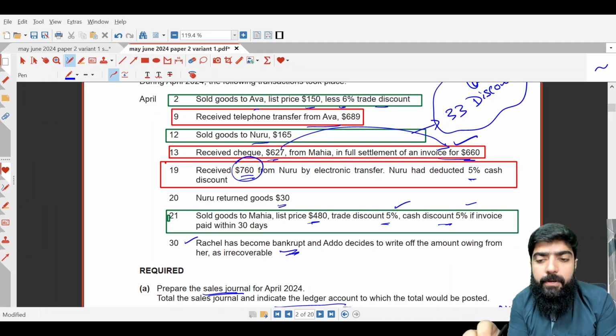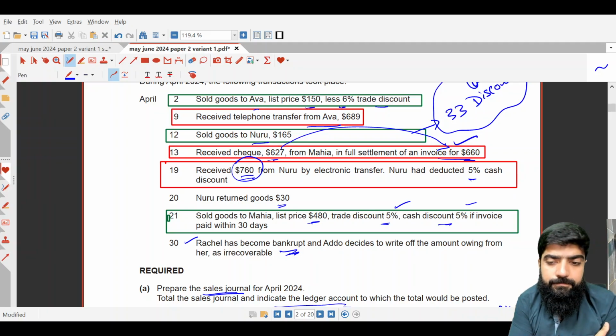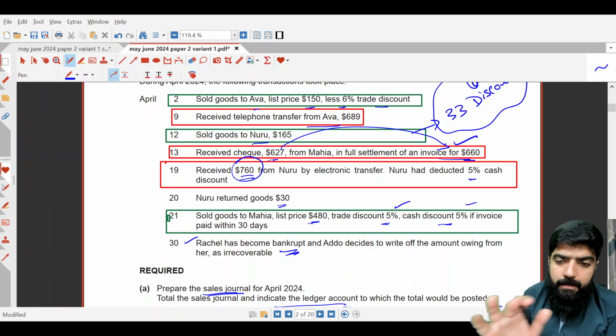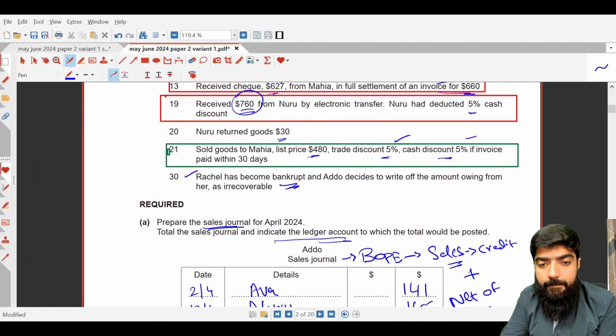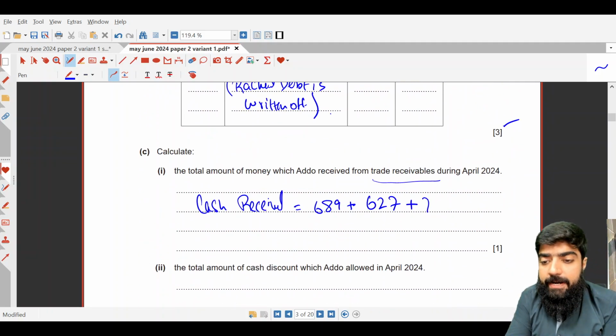So it means that 760 they have received. Are you getting the point? Okay, so that was a trick. Yes. This is basically the net amount. It means they told you the net amount after deducting the cash discount. Okay, makes sense. Understood. Are you getting it? So yes, 760, we are going to add up 760.